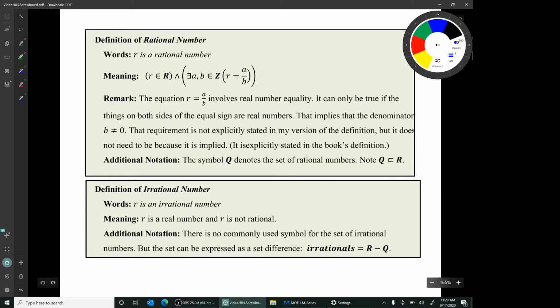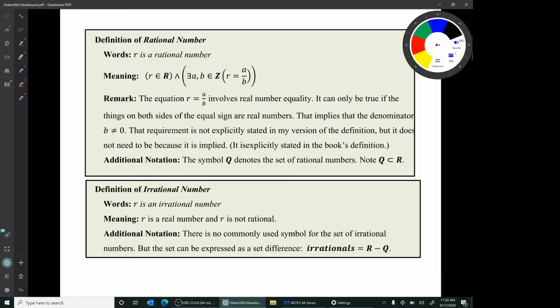So the definition of rational numbers is this: to say that R is a rational number means this: R is a real number, and this existential statement: there exist A, B that are integers such that R equals A over B.